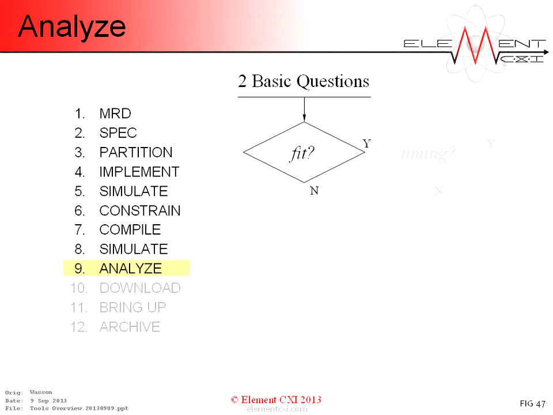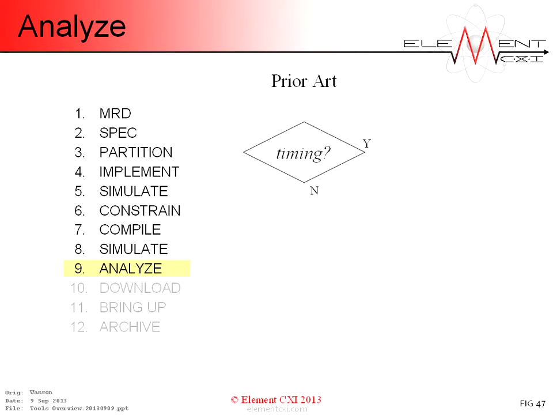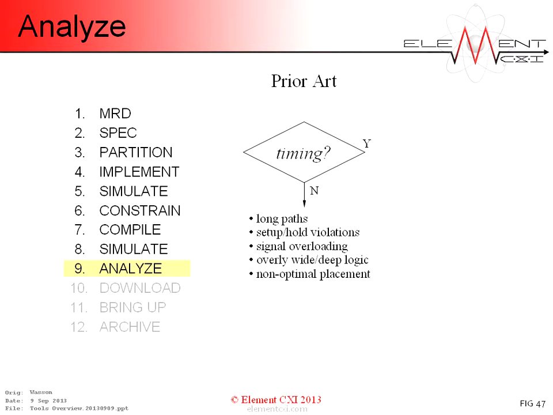If it doesn't fit, common mitigations are to move to a larger part, refine or relax constraints, reduce or re-implement functionality, or repartition the design. By far, the worst problem in prior art FPGAs is performing and verifying timing analysis. The simplest failure class is route-related. Long paths and setup hold violations, most often caused by signal overloading, overly wide or deep combinatorial logic, and non-optimal placement. Prior art timing analysis tools are primarily focused on this problem class.